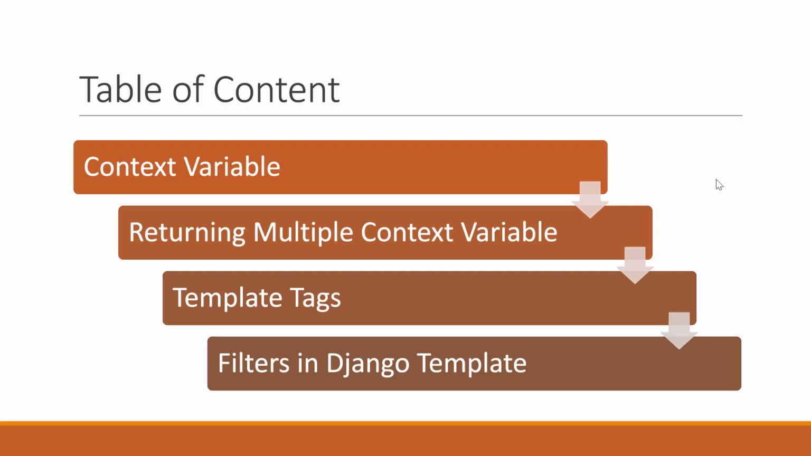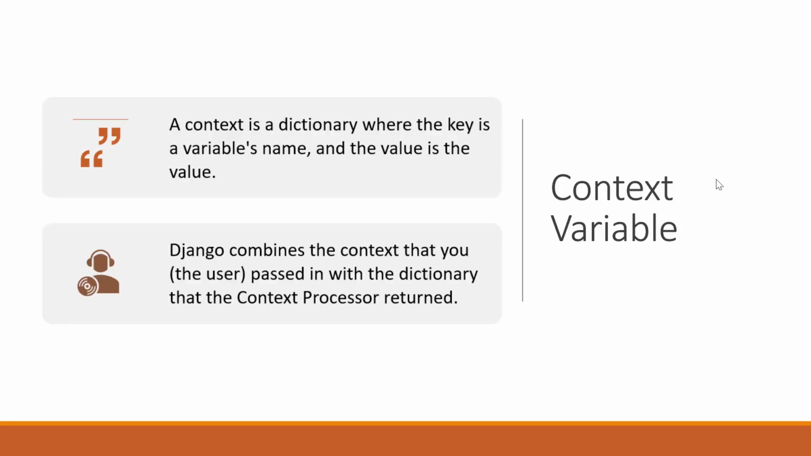Then we will discuss some of the common and useful template tags, and in the last we will discuss some of the filters that we can use in our Django template. So without any further delay, let's jump to the very first topic and understand the context variable.